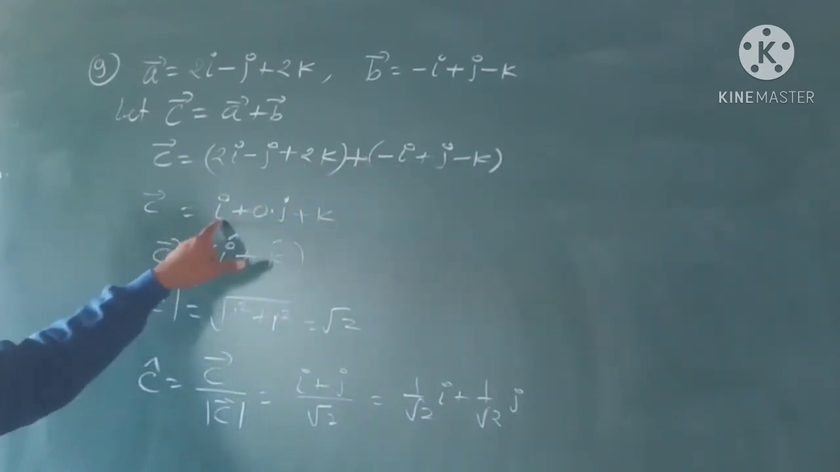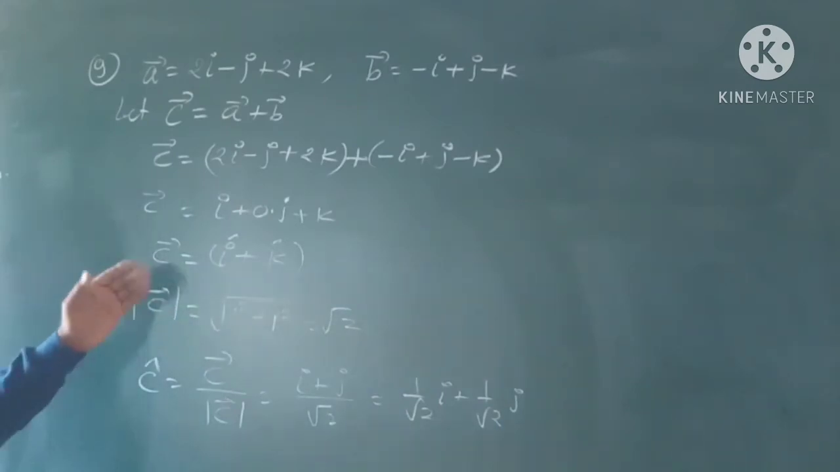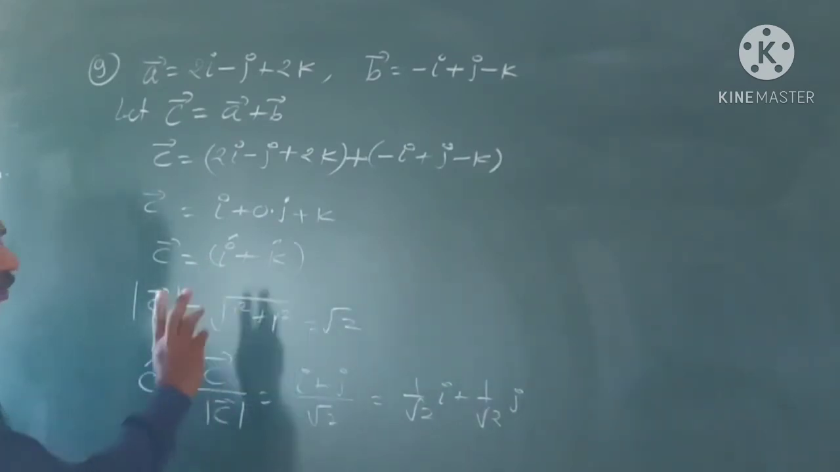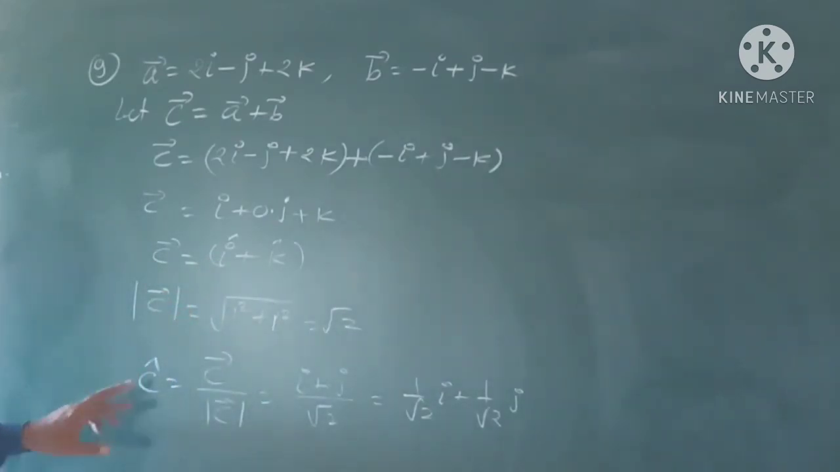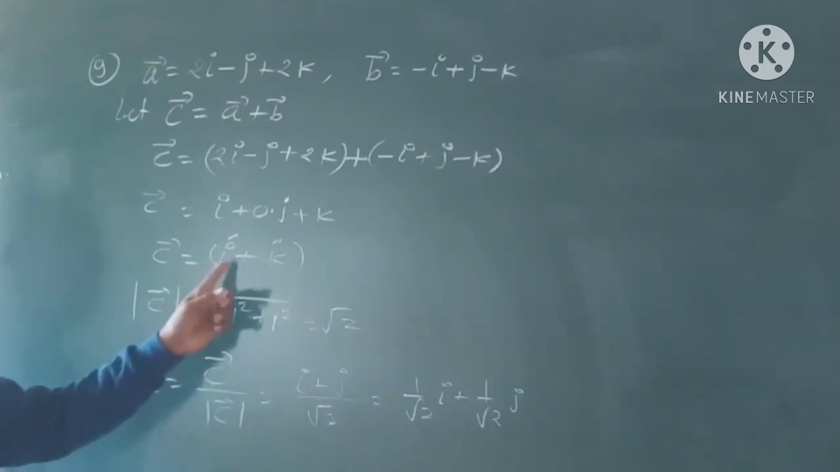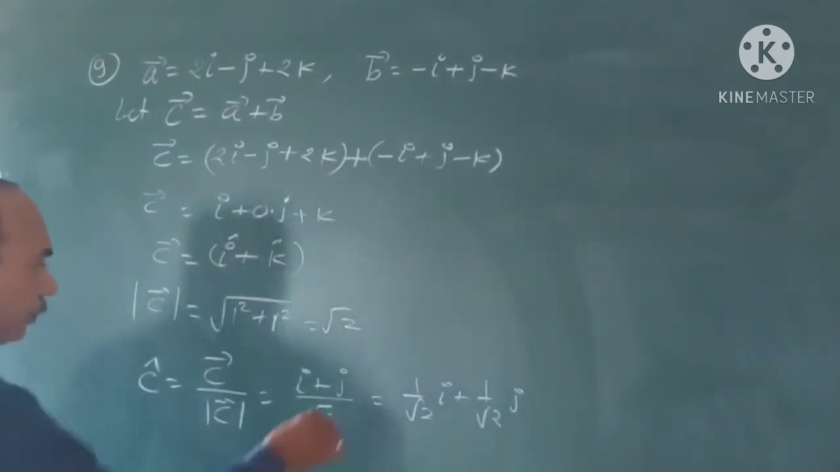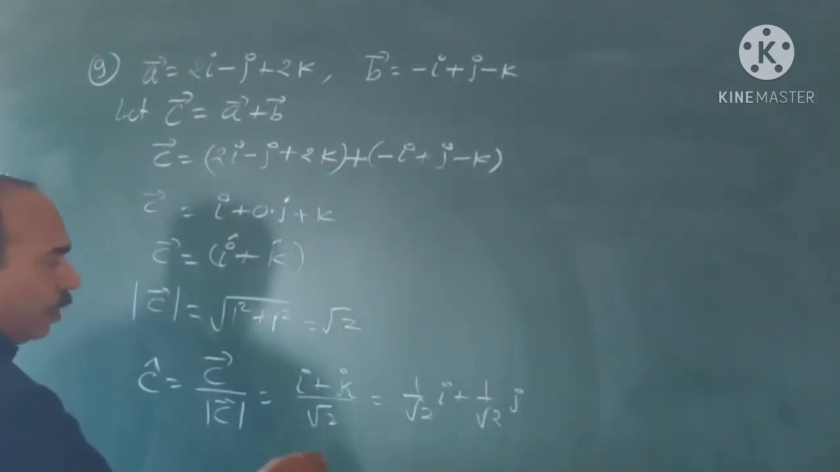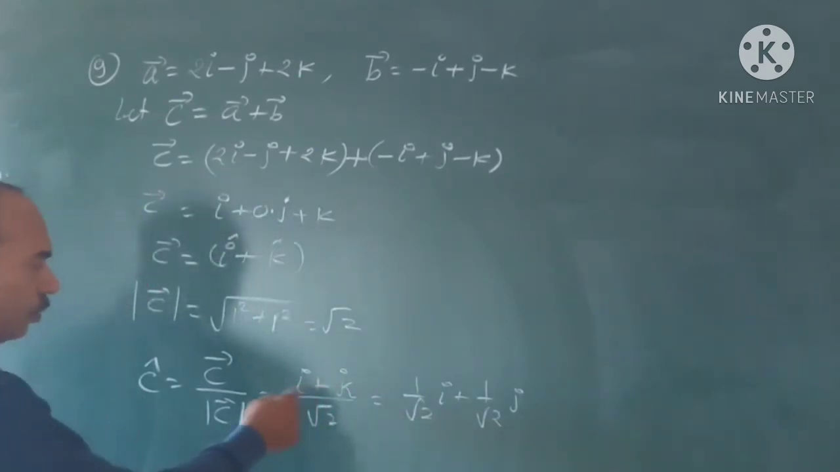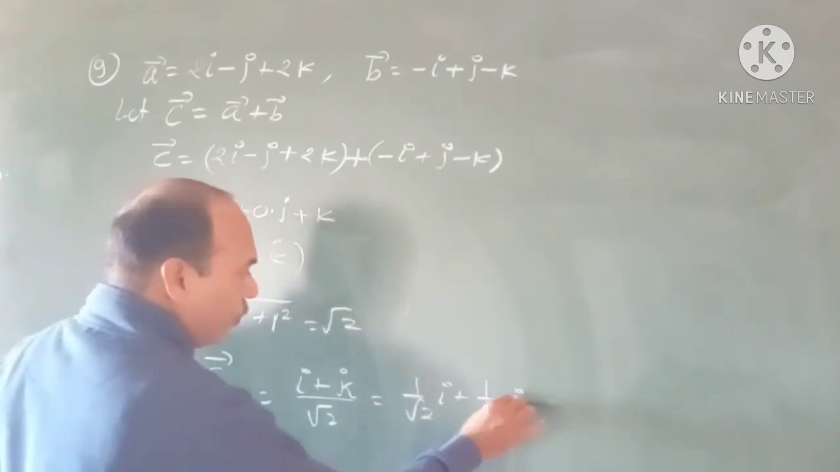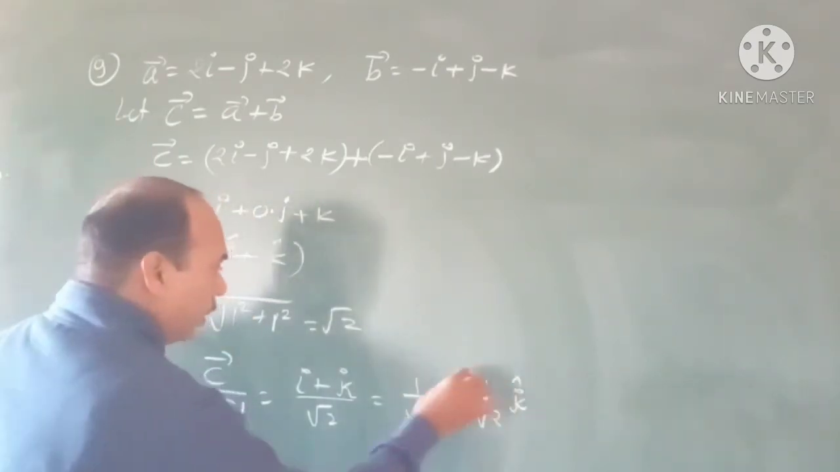It means you have only i plus k. This is vector C. Find its mod value. So mod of vector C is only under root 1 square plus 1 square, that is root 2. Since the unit vector, which is C cap, is vector C divided by mod of C, it means i plus k, sorry, this is k, not j, i plus k divided by root 2. So both vectors i and k divided by this root 2. So 1 by root 2 i cap and 1 by root 2 k cap.